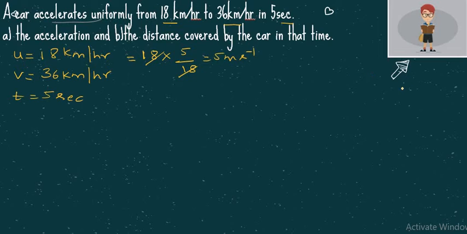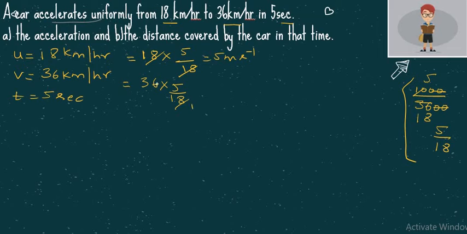Why have I written 5 by 18? If you recall, 1 kilometer is 1000 meters, so 1000 divided by 3600. If I solve, 2 5s are 10, 2 18s are 36, so it is equal to 5 by 18. So I have directly written 5 by 18. And if I solve for 36, 36 into 5 by 18, 18 ones are 18, 18 twos are 36, so it is equal to 10 meters per second. So I have converted the initial and final velocity both into meters per second.